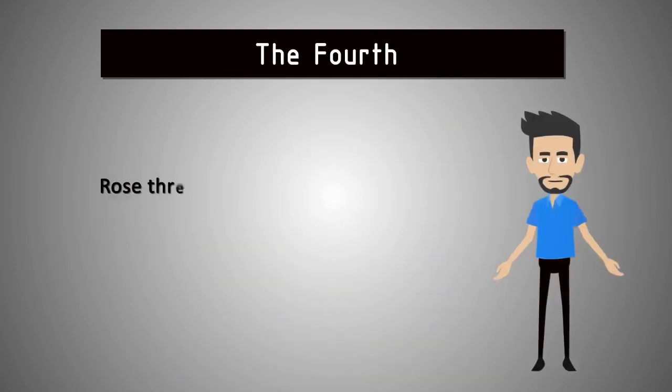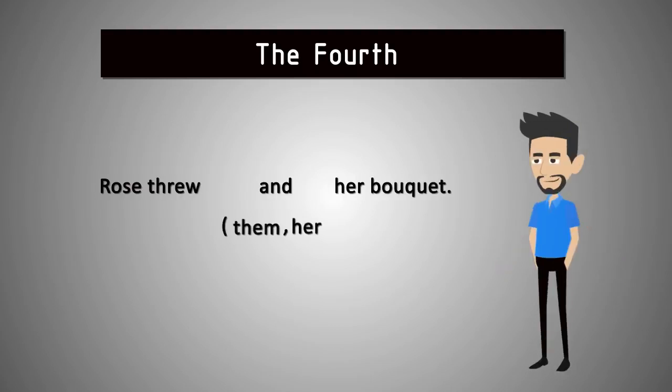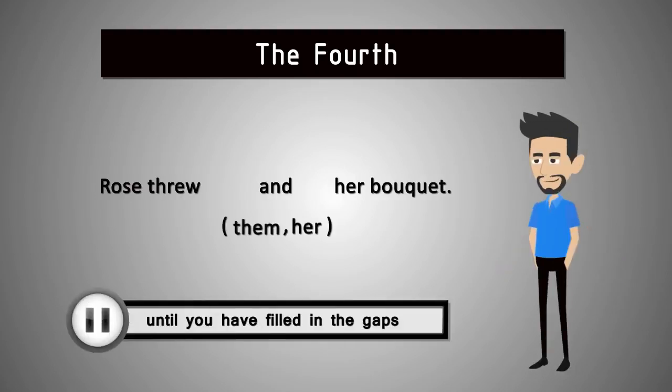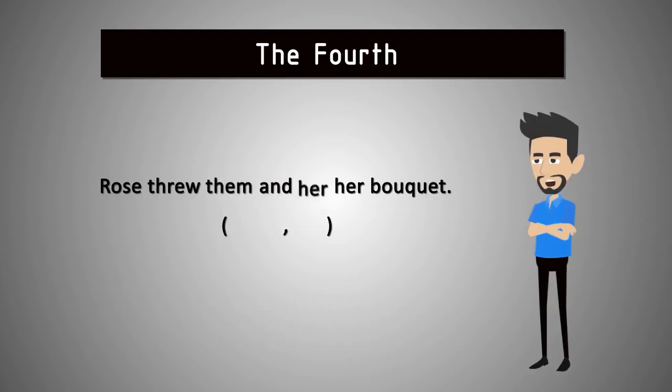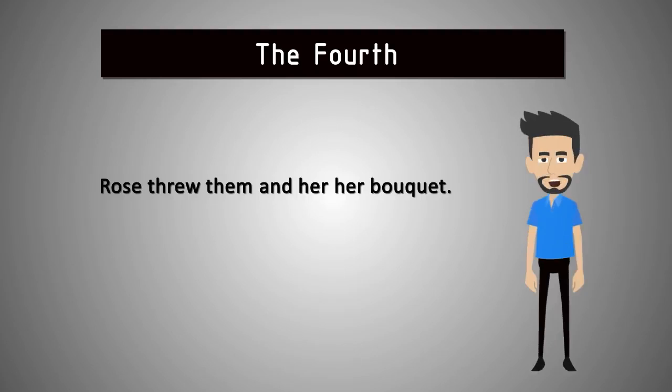Now, fill in the gaps. For this one, you could have them and her. You could also have her and them, because they're both third person objective pronouns, and there is no rule about which order you place third person objective pronouns in.